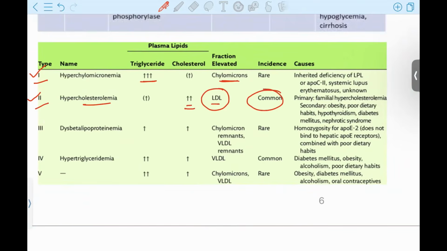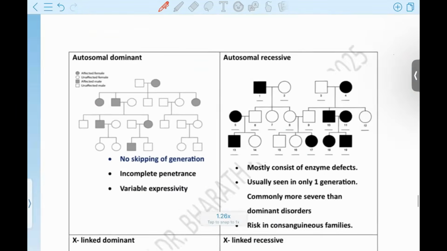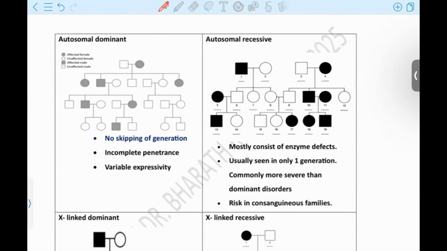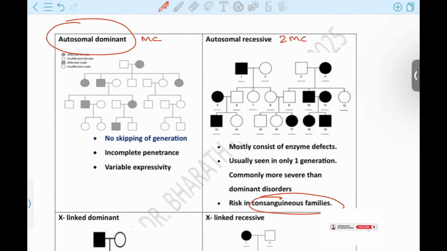All right. Next, moving on to the genetic disorders and how to interpret them. So the first one, autosomal dominant, this is the most common one, and autosomal recessive is the second most common. But due to consanguineous families, there is a high risk. Nowadays in India, autosomal recessive is also commonly found.